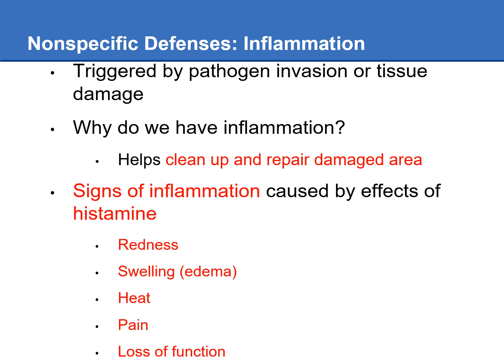There are 5 signs of inflammation that are important to know, and these signs of inflammation are all caused by the chemical histamine, which will be released by mast cells and basophils. The signs of inflammation are redness, swelling, heat, pain, and loss of function.